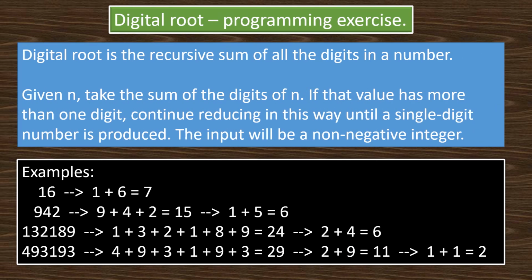Sum of digits or digital root programming exercise. Digital root is the recursive sum of all the digits in a number. Given n, take the sum of the digits of n. If that value has more than one digit, continue reducing in this way until a single-digit number is produced. The input will be a non-negative integer. For more understanding, check out the examples.